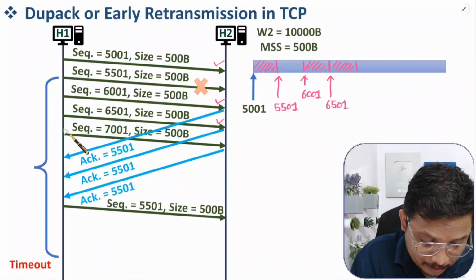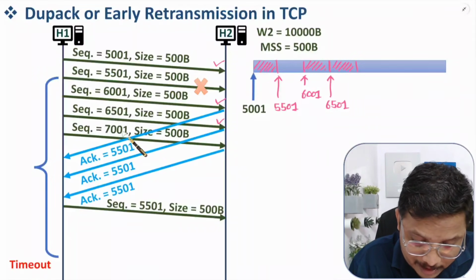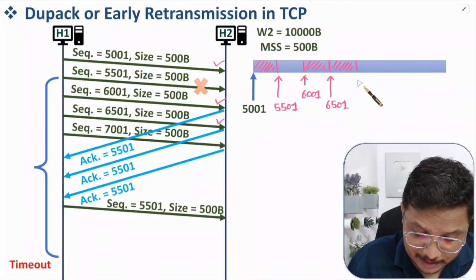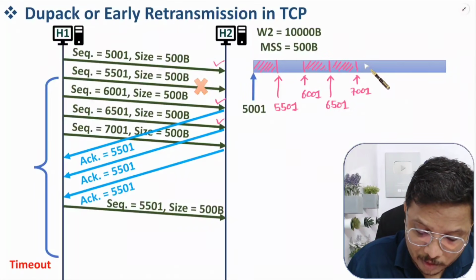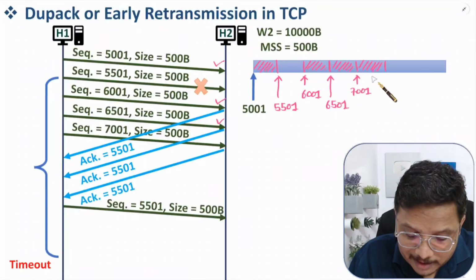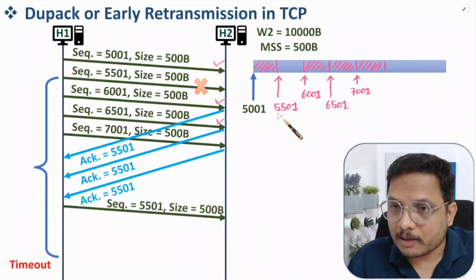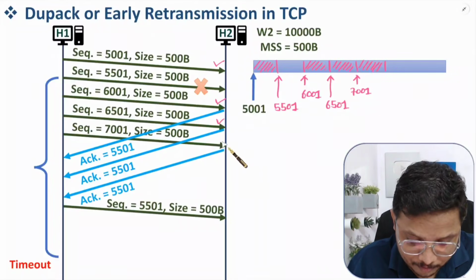Now after that, H1 forwards another segment with sequence number 7001. You see, 6501 plus 500 will be 7001, right? So it will store that segment over here. But the problem is with the segment which has the initial sequence number 5501. Now see what is happening here.